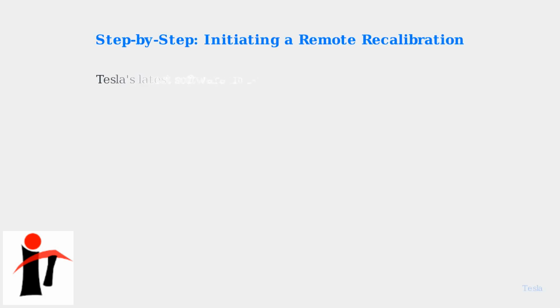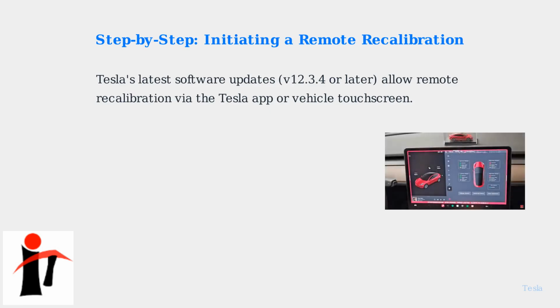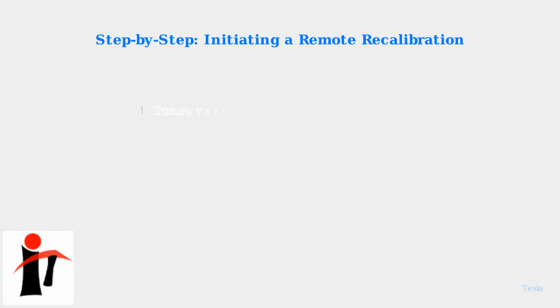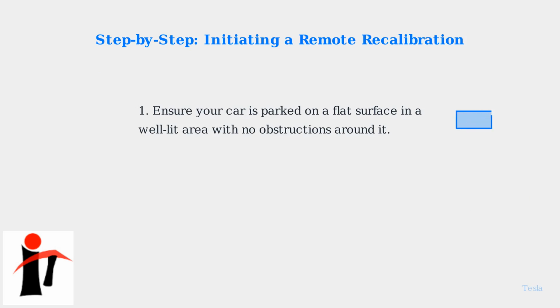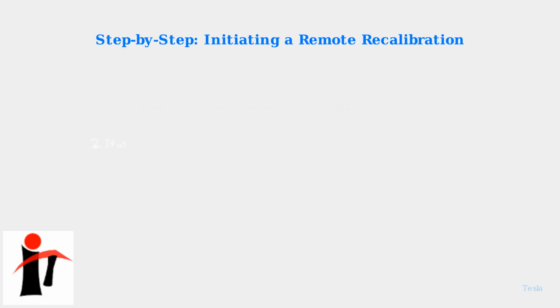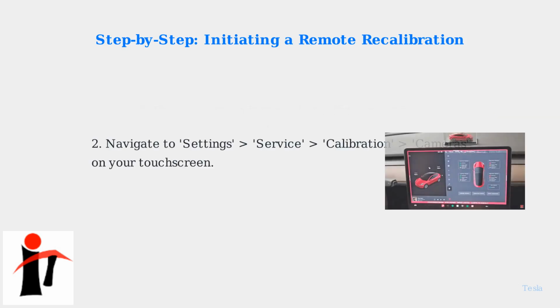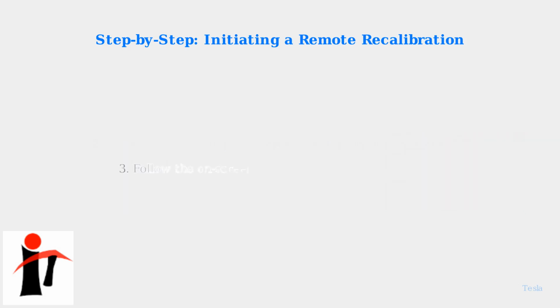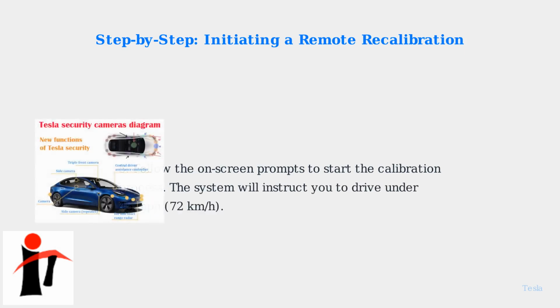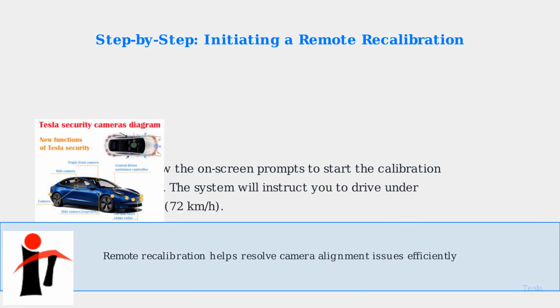Tesla's latest software updates, version 12.3.4 or later, allow remote recalibration through the Tesla app or vehicle touchscreen. First, ensure your car is parked on a flat surface in a well-lit area with no obstructions around it. Second, navigate to Settings, then Service, then Calibration, and select Cameras on your touchscreen. Third, follow the on-screen prompts to start the calibration process. The system will instruct you to drive under 45 miles per hour, which is 72 kilometers per hour.